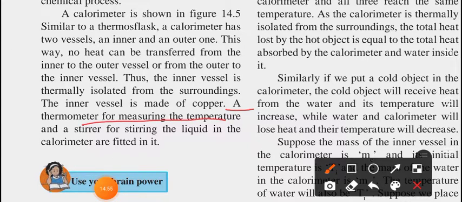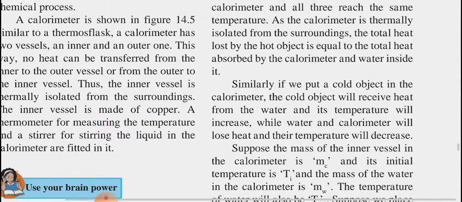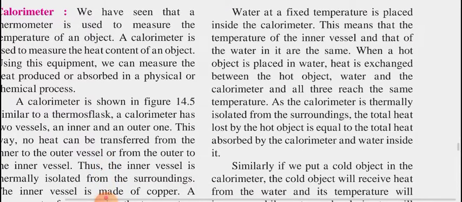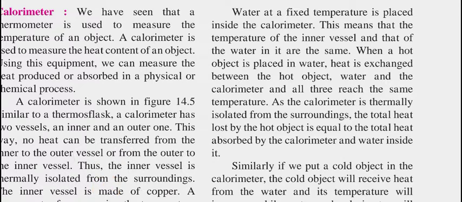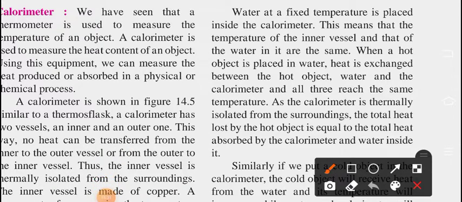A thermometer for measuring the temperature and a stirrer for stirring the liquid in the calorimeter are fitted in it. Why are we fixing the thermometer? To measure the temperature of water, and the stirrer is to stir the water. Water at a fixed temperature is placed inside the calorimeter. Whatever the temperature of water, suppose 70 degrees or 80 degrees, we place that water in the calorimeter. This means that the temperature of the inner vessel and that of the water are the same. In which vessel are we putting water? The copper vessel. The temperature of the copper vessel is the same as the temperature of the water.